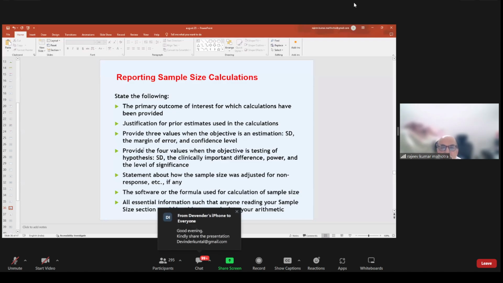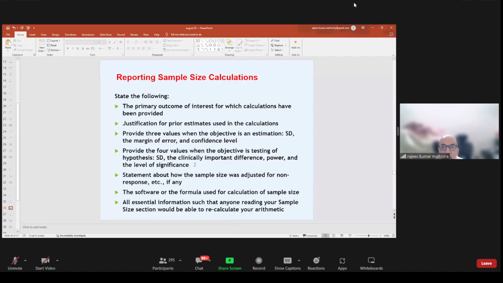And if you are using estimation, then for a continuous variable you have to give the standard deviation, margin of error, and the confidence level, or for a proportion, the proportion value, margin of error, and confidence level. So three things you have to give. If you are going for hypothesis testing, then for a continuous variable you have to give the standard deviation, the clinically important difference, the power you are taking, and the level of significance. So these things are important.